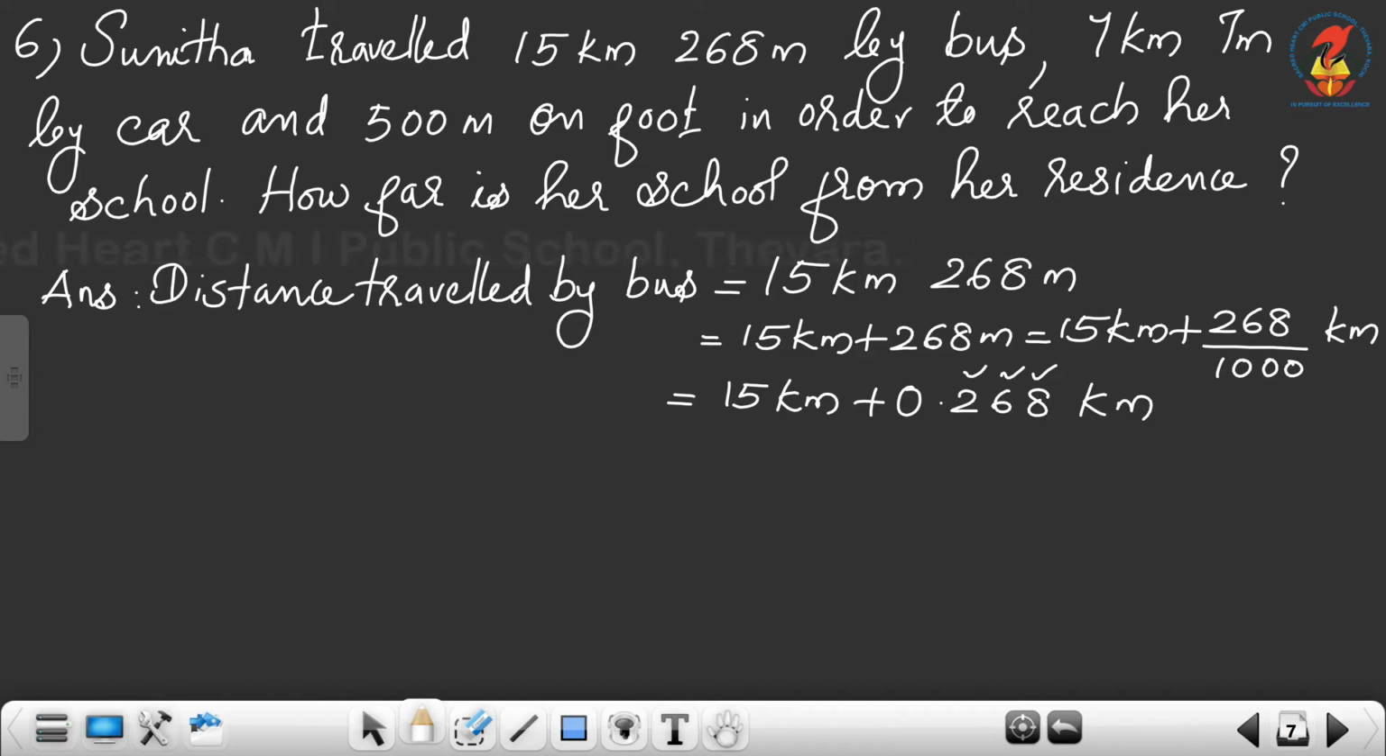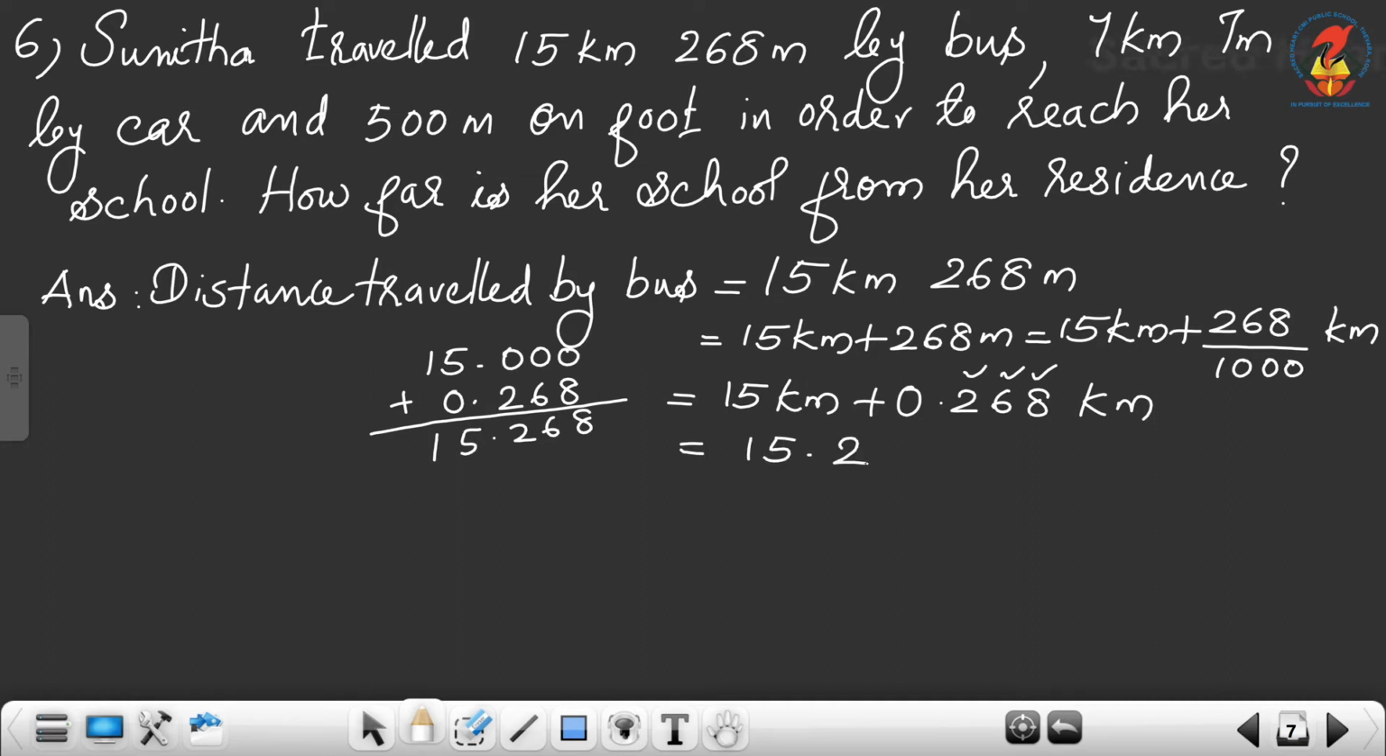Now when we add it, what will you get? 15, we can write it as 15.000. So we can write 15 kilometer in terms of a decimal as 15.000. Then we have to add 0.268. So when we add it, we will get 15.268 kilometer. So that is the distance travelled by bus.